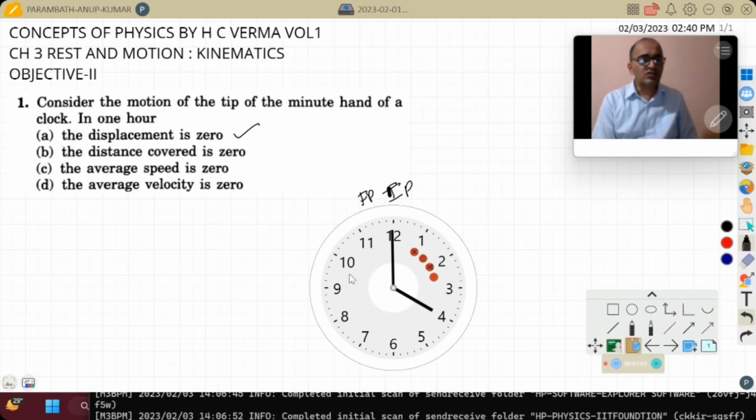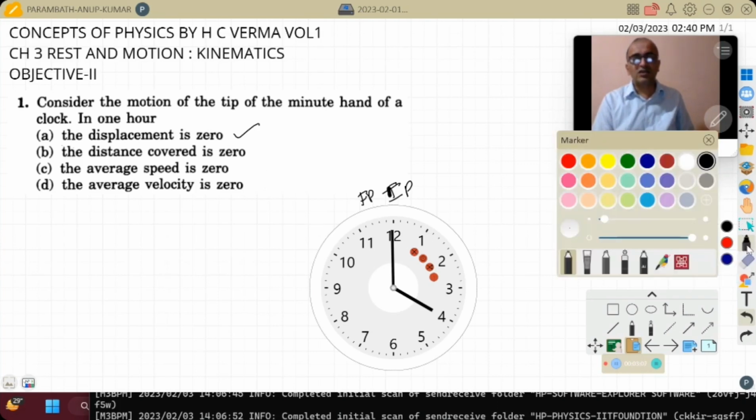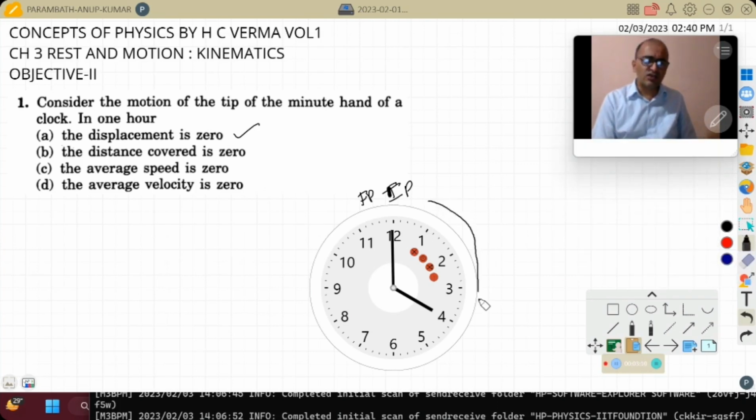The distance covered is 0. Distance covered is the length of the total path covered. That is, you can say that the length of this total path covered from the initial point to the final point is definitely not 0. Therefore, this option is wrong.